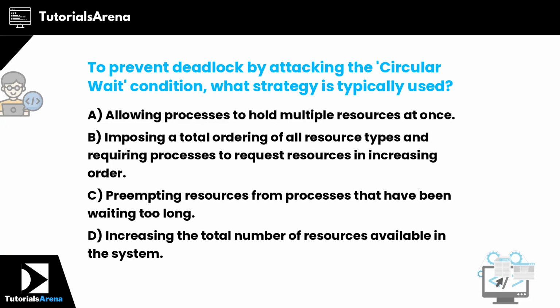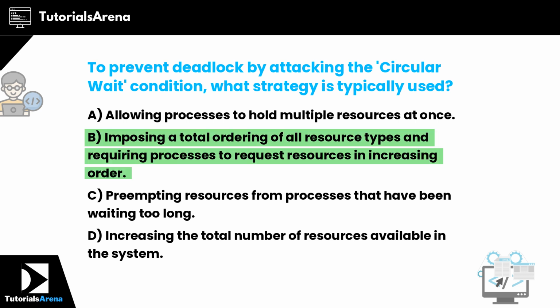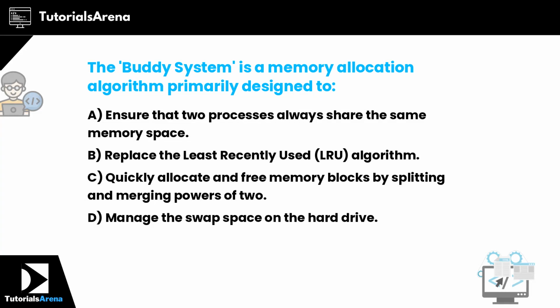To prevent deadlock by attacking the circular wait condition, what strategy is typically used? The correct answer is option B, imposing a total ordering of all resource types and requiring processes to request resources in increasing order. The buddy system is a memory allocation algorithm primarily designed to.